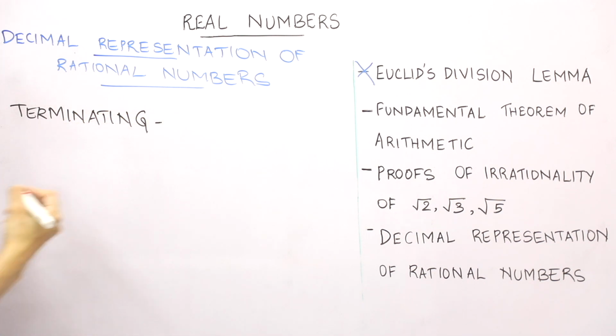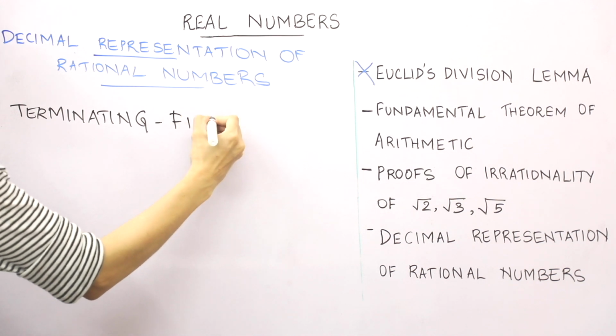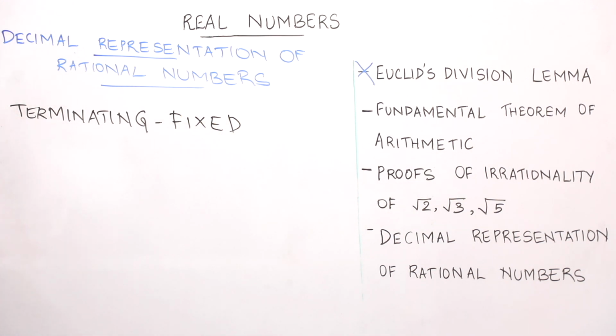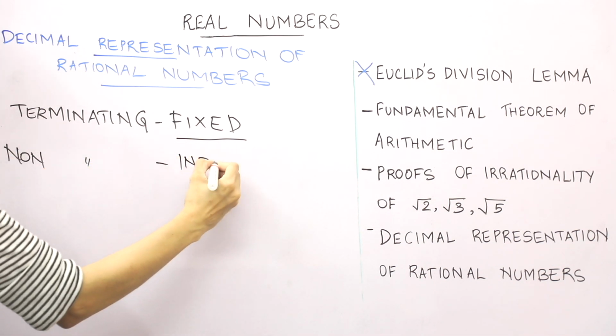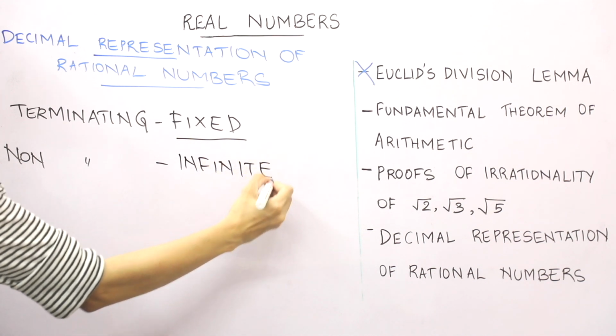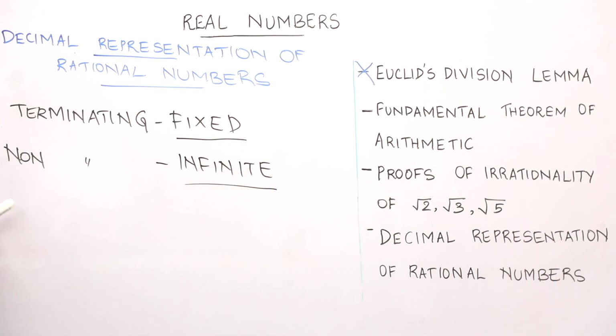Terminating decimals have a fixed number of digits after the decimal point, whereas non-terminating decimals have infinite digits after the decimal point. So this is the difference between terminating and non-terminating. Terminating ends, or has a fixed number of digits after the decimal point, and non-terminating has an infinite number of digits after the decimal point.